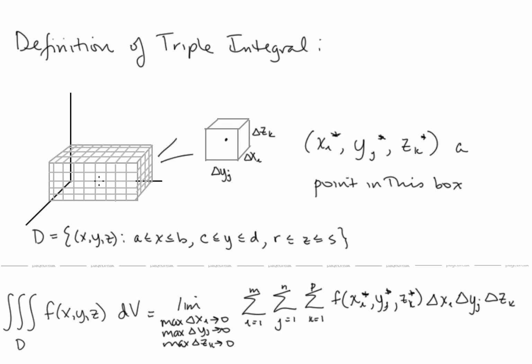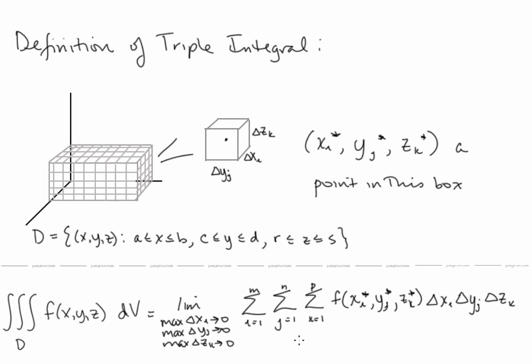And at each one of these little sub-boxes, let's pull one out and take a look at it. We've got the dimensions delta yj, delta xi, and delta zk. And the point at which we will be evaluating the function is some point in this box. We'll call it xi star, yj star, zk star.